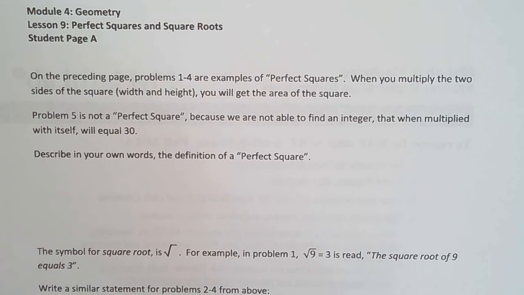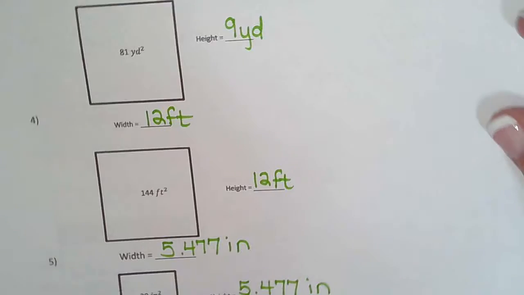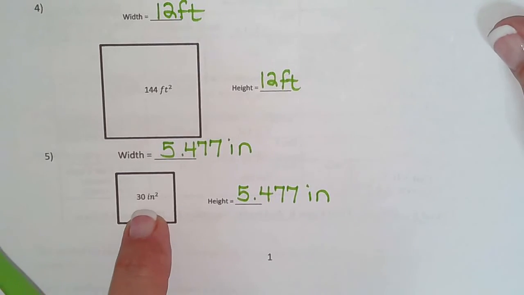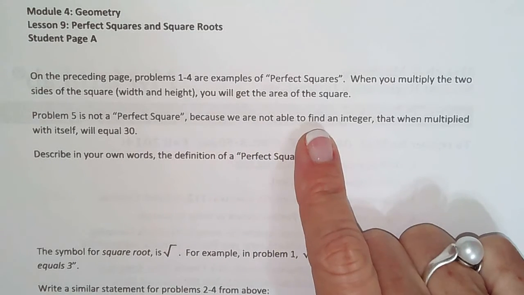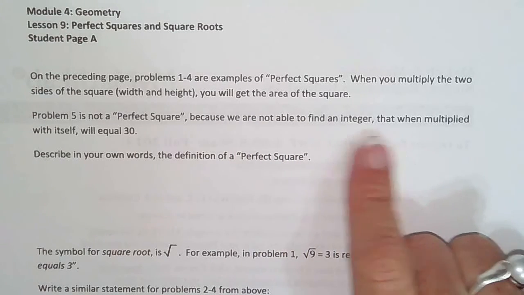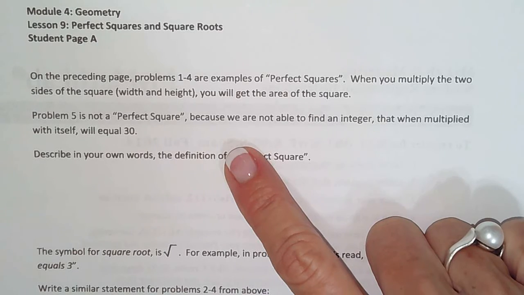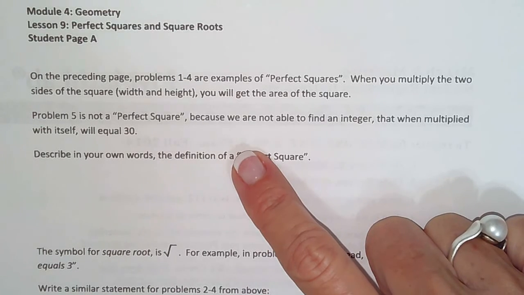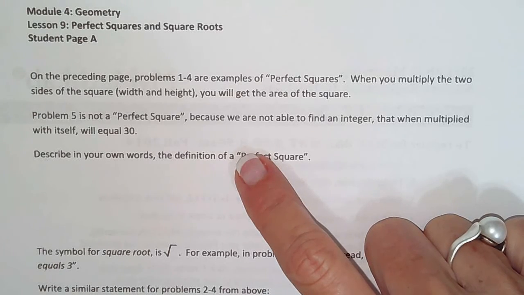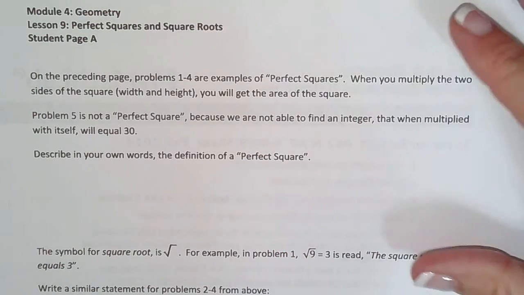Okay, on the preceding page, problems 1 through 4 were called perfect squares. When you multiply the 2 sides of the square, you will get the area of the square. Problem 5, though, was not a perfect square because we are not able to find some integer that when multiplied with itself will equal 30. Like I said, 5 times 5 is 25, 6 times 6 is 36, so that's why it's not considered a perfect square. So what is a perfect square?